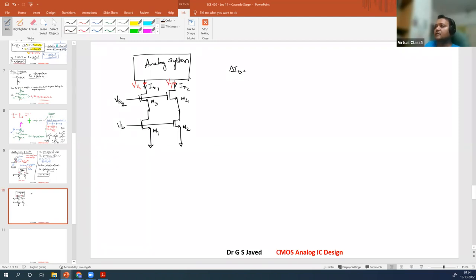Delta ID is equal to ID1 minus ID2. What is the current flowing here? Same as half mu n C ox, same W by L transistors everywhere, multiplied by VB minus VT whole square times lambda times, what is the value here? You will see a new voltage reference here. This is P, this is Q. So that would be delta V PQ.